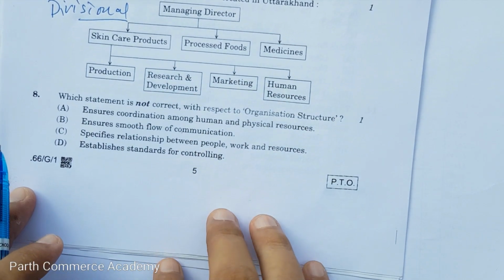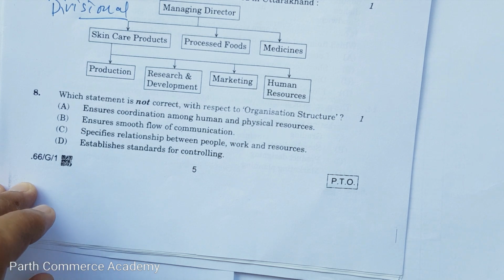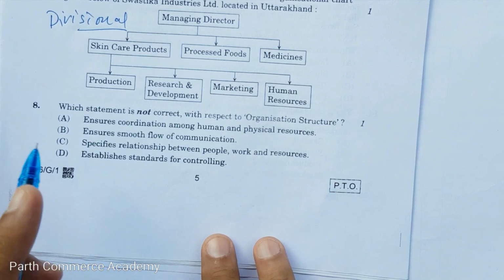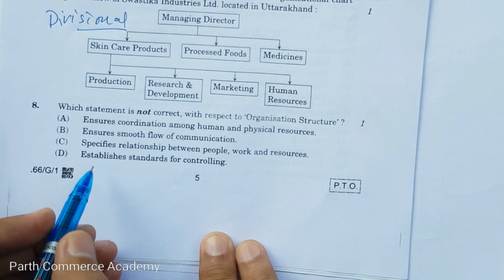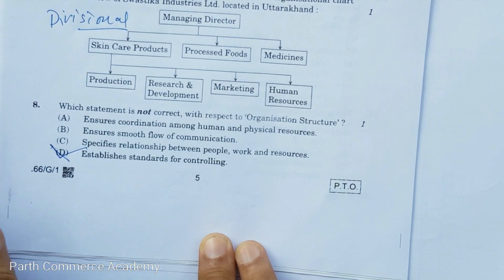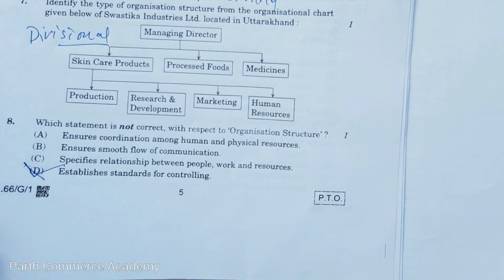All right. Next is: which statement is not correct with respect to organization structure. Negative question, not correct. Ensure coordination among human and physical resources, ensure smooth flow of communication, specify relationship between people, work and resources, and establishes standard for controlling. When we are talking about organization structure, they are not talking about establishing standards for controlling. It is not part of it. So our correct answer is option D, establishes standard for controlling. Next is like this.